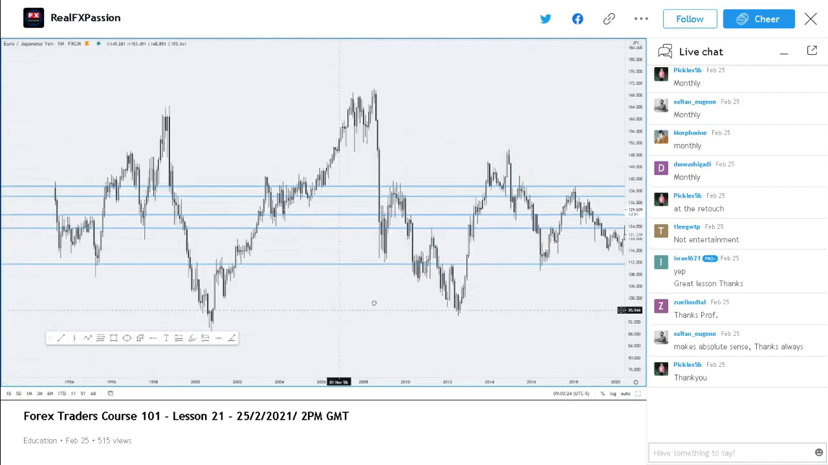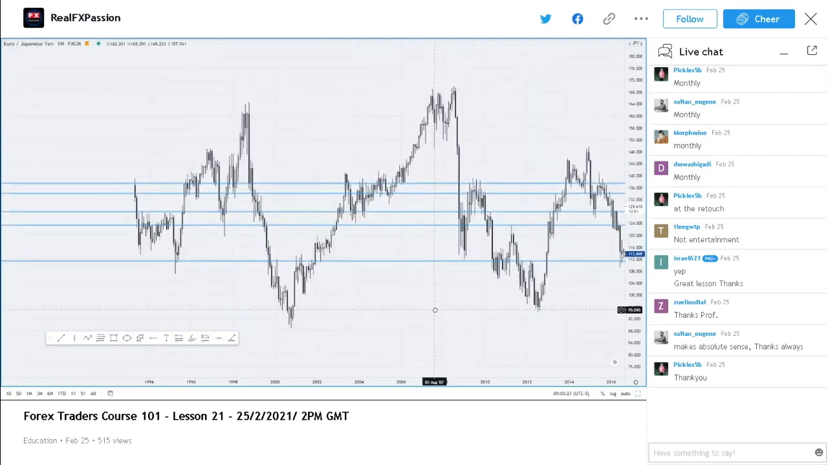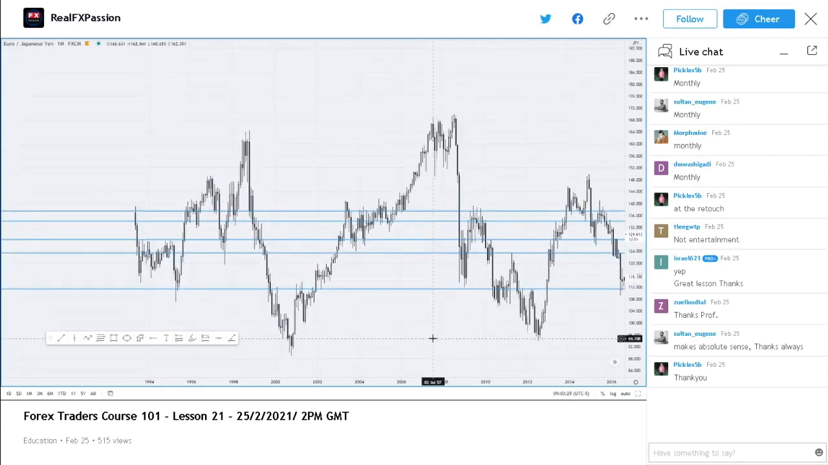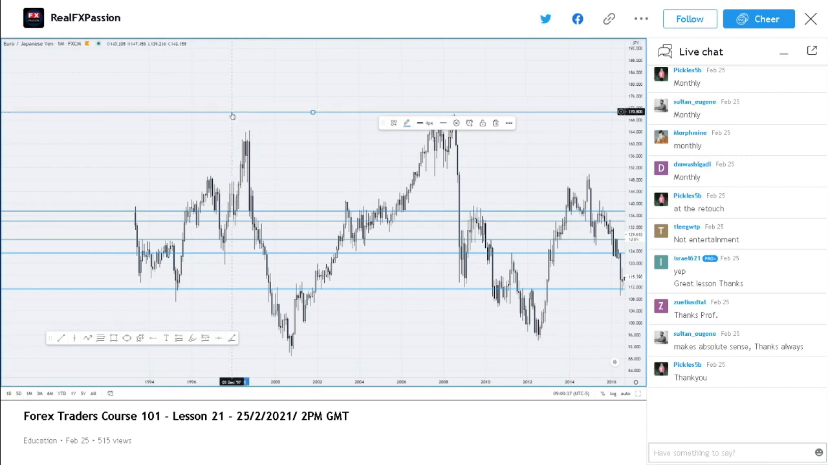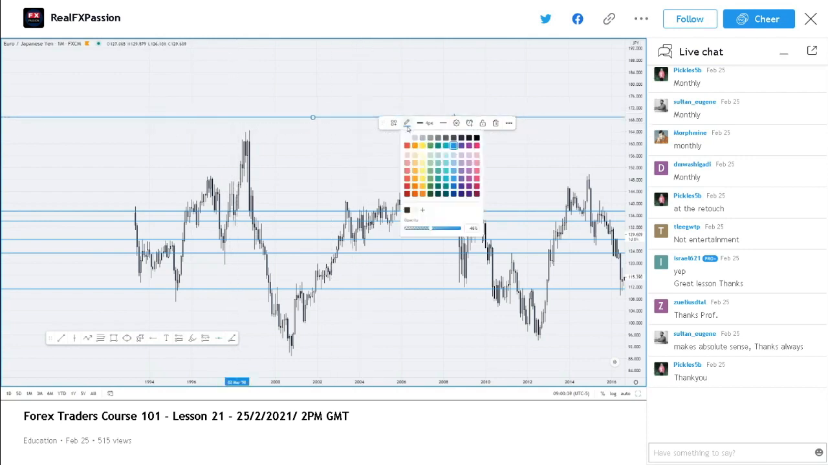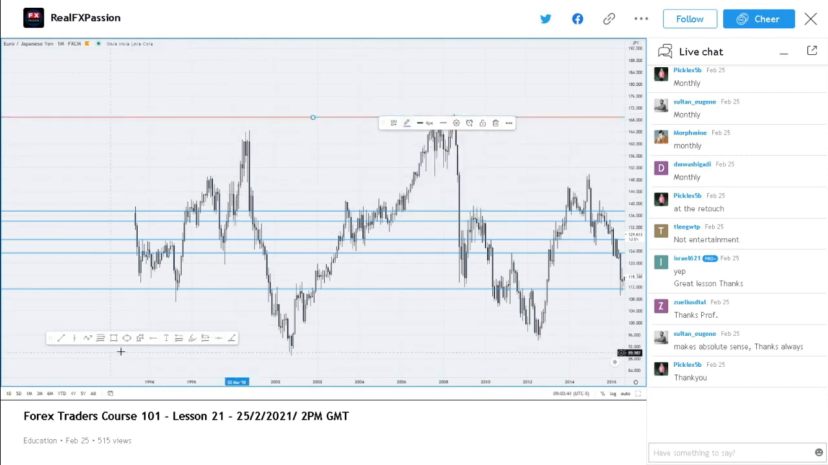Okay, everybody, so this was the chart back in time. And of course, we have the upper band, and we have the lower band, something like this.